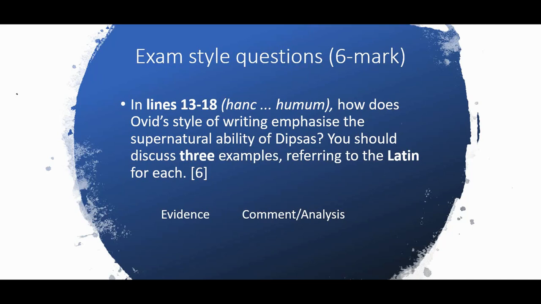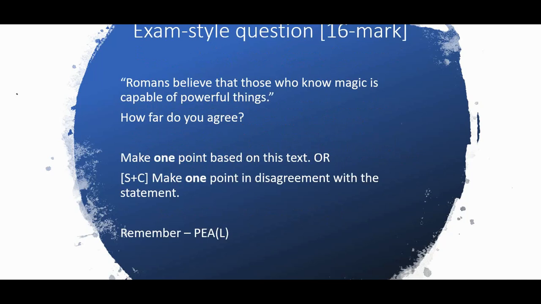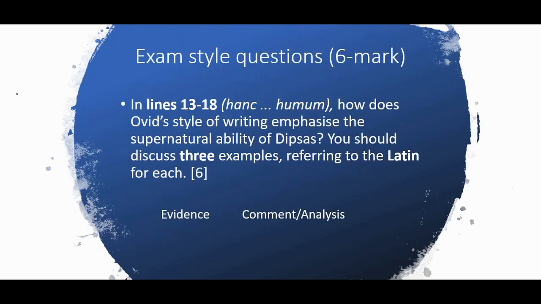There are two. This is a 6-mark question, and this is a 16-mark question, but I just want you to make 1 point rather than all the points that you need to answer the 16-mark question. So, on the 6-mark question, I'd like you to work out how Ovid's style of writing emphasizes the supernatural ability of Dipsas in lines 13 to 18.